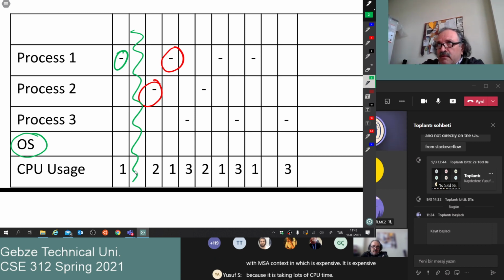Okay? Which is done by the operating system. Most of the time, yeah, it is done by the operating system. Sometimes some part of the context switching is done by the hardware, but again, it takes some time. I see. All right, thanks.